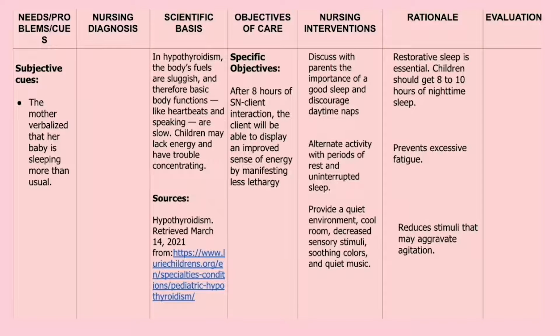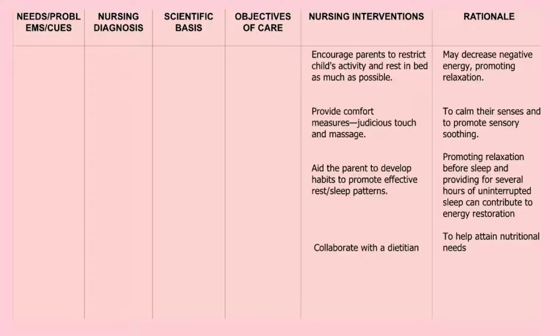Provide a quiet environment, cool room, decrease sensory stimuli, soothing colors, and quiet music. This reduces stimuli that may aggravate agitation. Encourage parents to restrict the child's activity and rest in bed as much as possible. This may decrease negative energy, promoting relaxation.